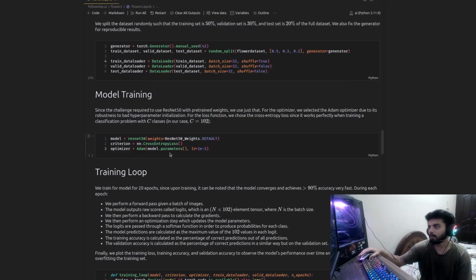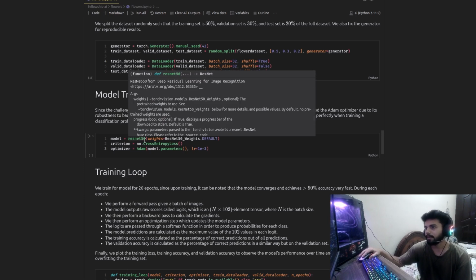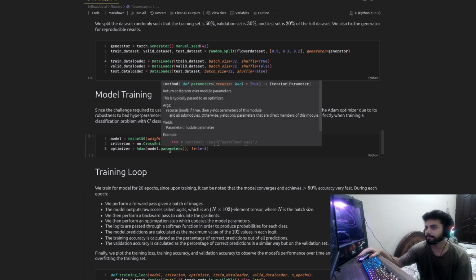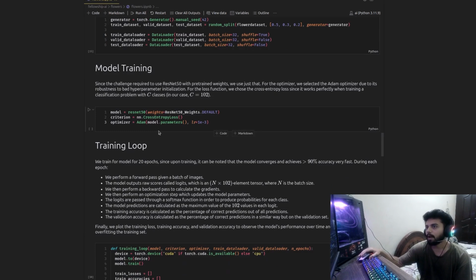Since the challenge required the use of ResNet 50 with pre-trained weights, I used the PyTorch ResNet 50 with the weights for ImageNet version 2. For the loss, I used cross entropy loss because it is the most natural when performing a multi-class classification problem, where the model outputs scores for all the 102 classes and it compares it with the one target class.